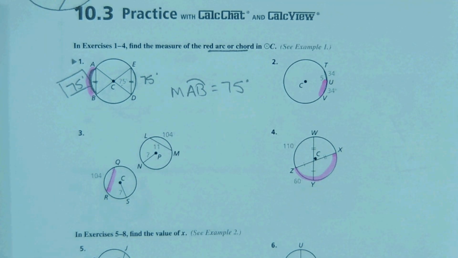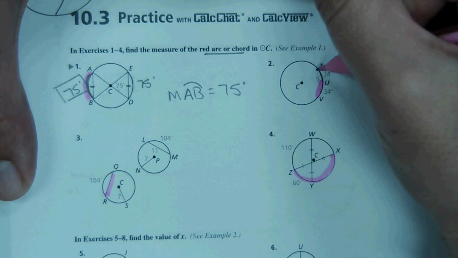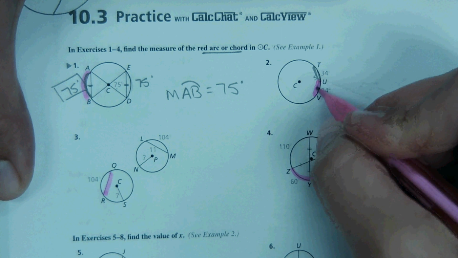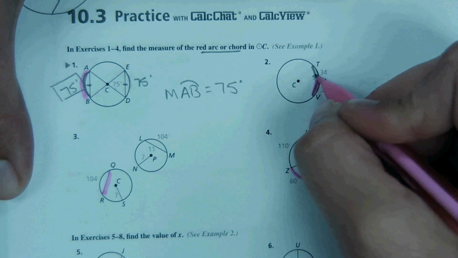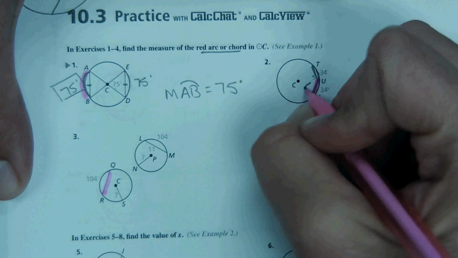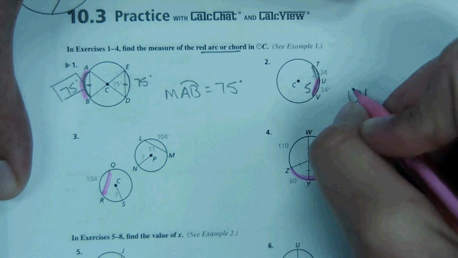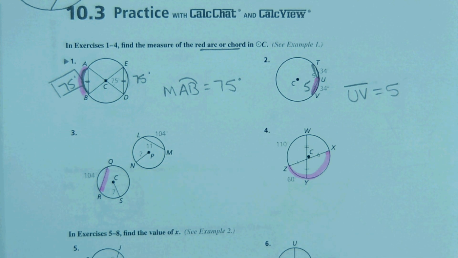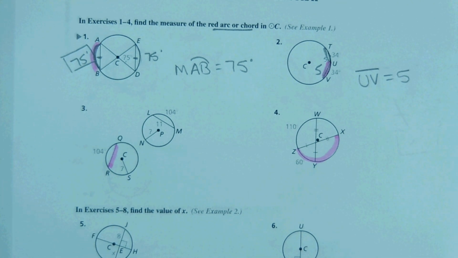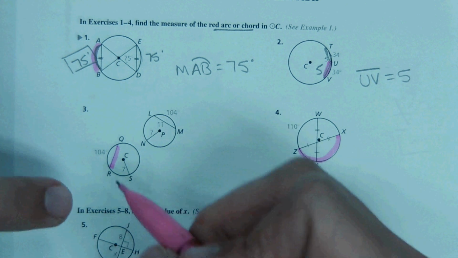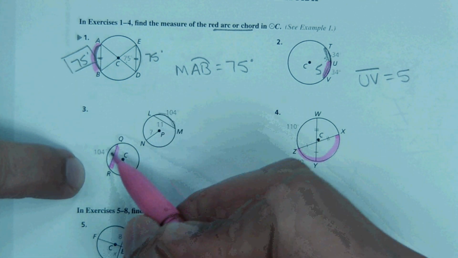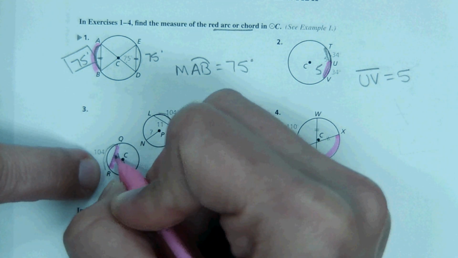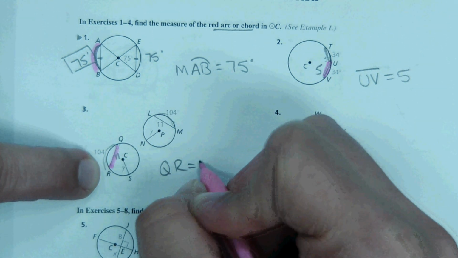And then for number 2, it's hard to see, this one isn't a great example, but there's a chord right here and it says it's 5, and there's a chord right here. Because these arcs are both 34, then this would be 5. So UV equals 5 units. Number 3, it shows this arc is 104 and so is this one. That means these chords are the same length, so this would be 11. So QR equals 11.